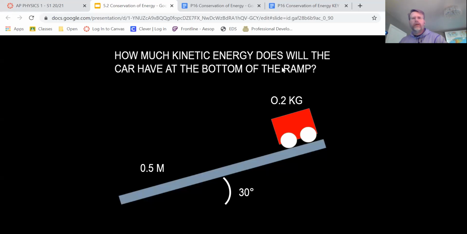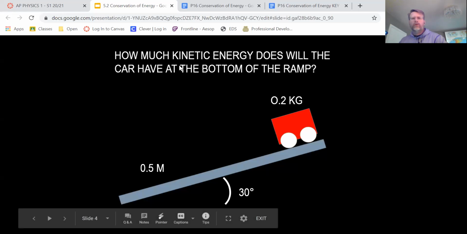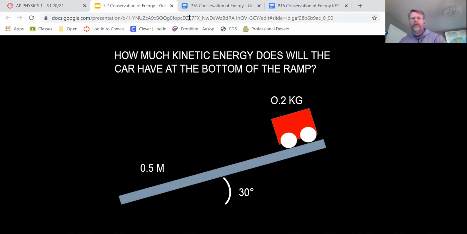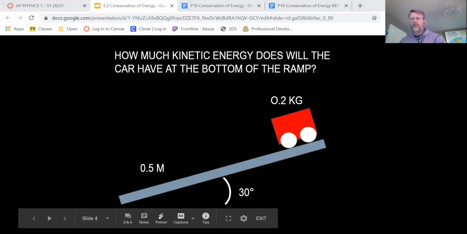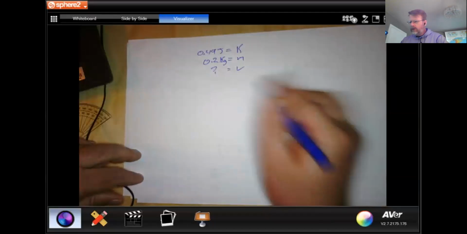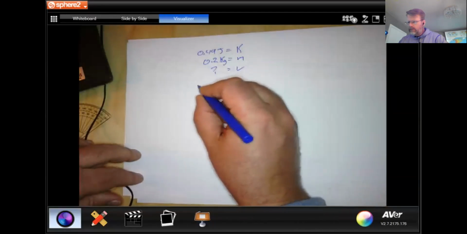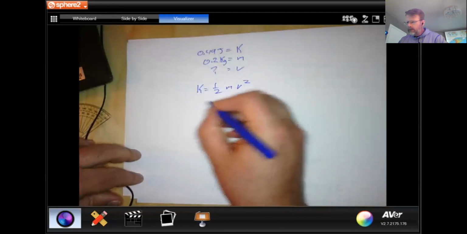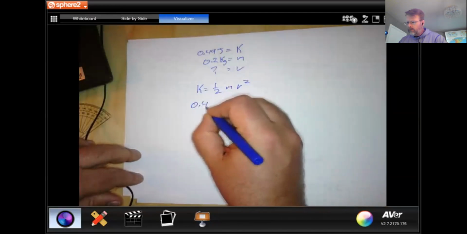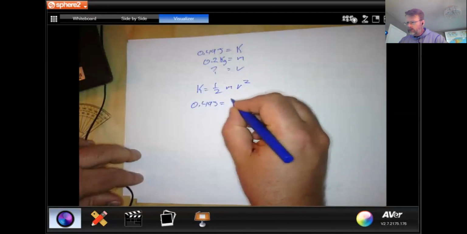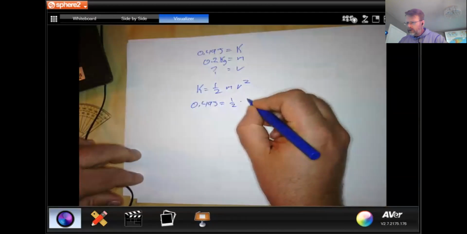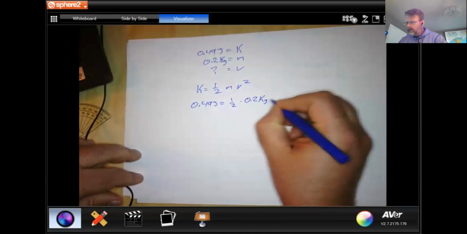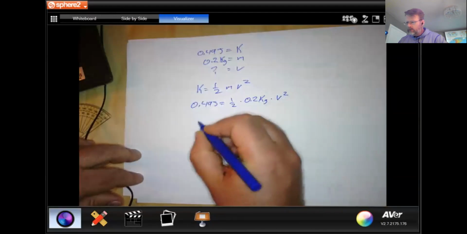Okay, so now if we took that number and we're looking for the speed, or the velocity, at the bottom of the ramp, then we can come back over to the paper and we can use K equals 1/2 mv squared. Okay, and we had our 0.49 joules equals 1/2 times 0.2 kilograms times v squared.